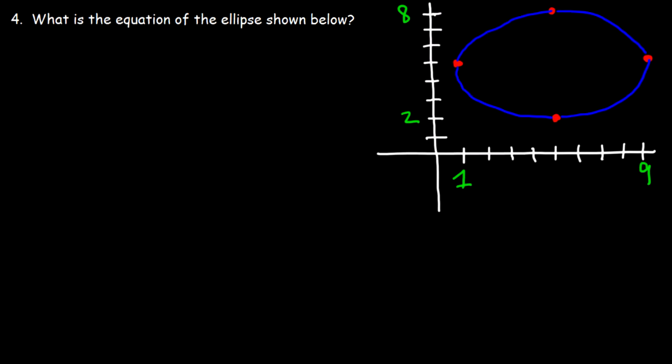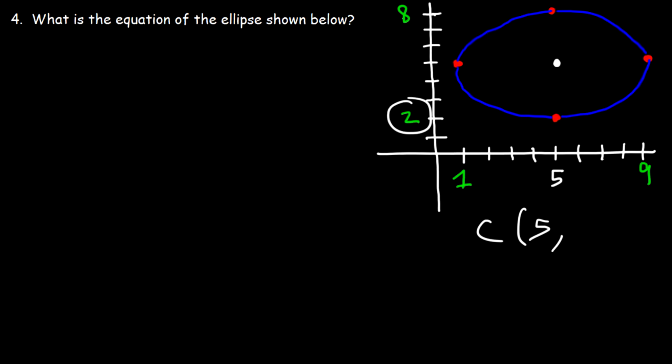Number 4. What is the equation of the ellipse shown below, or rather shown to the right? Feel free to take a minute and try this problem. In order to find the equation, the first thing we need to do is find the center. The midpoint between 1 and 9 is 5. If you add 1 plus 9, which is 10, and then divide by 2, you're going to get 5. So that's the x-coordinate of the center.